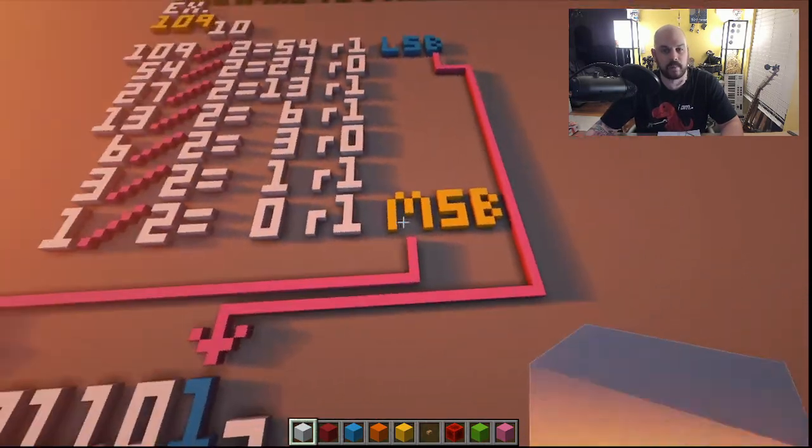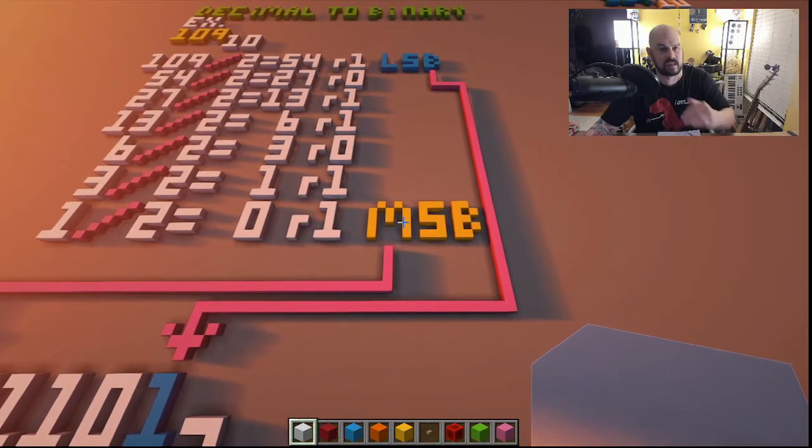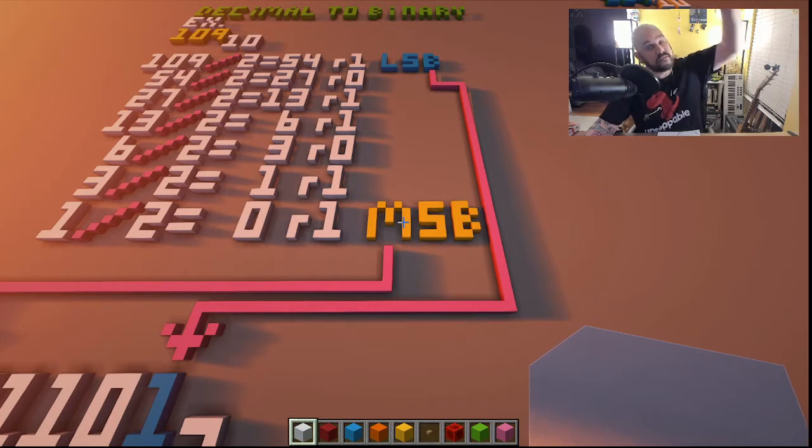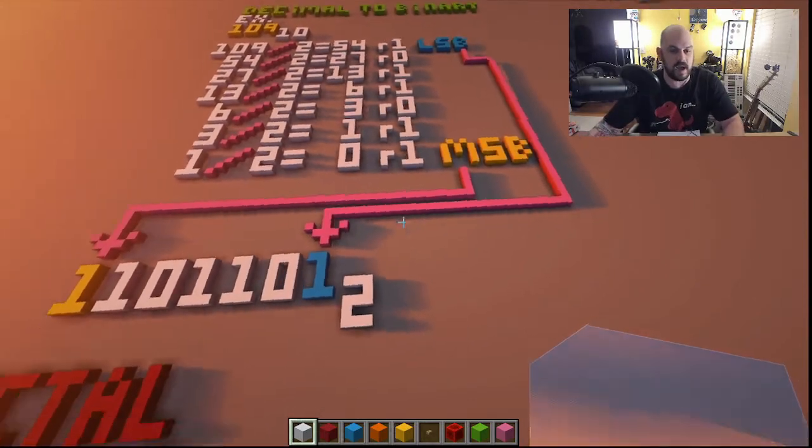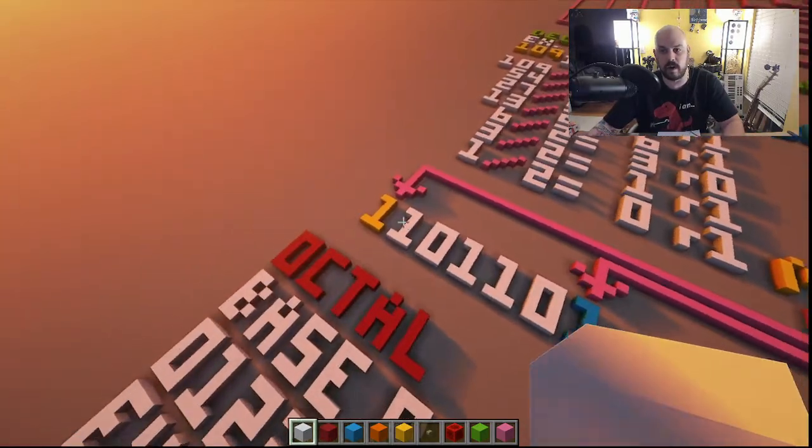And so the bottom number is going to be your most significant bit. The last division you do will be your most significant bit. The very first division you do will be your least significant bit. And all you're going to do is tilt it on its side. And look, there we go. So this is our number in binary.